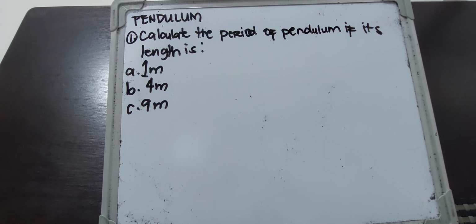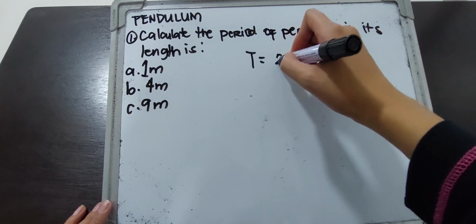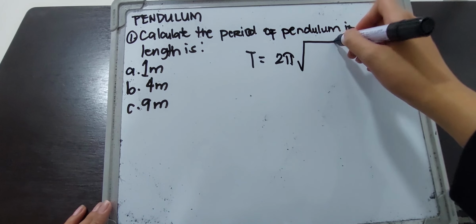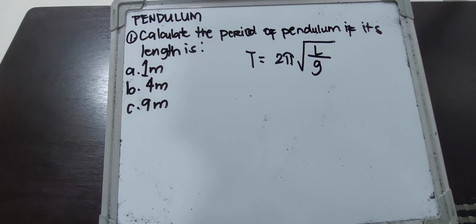So for our next topic, we have here the pendulum. Again, the concepts are already discussed. So sana napanood nyo na yung concepts before you watch this problem solving. So first, calculate the period of a pendulum if its length is 1 meter, 4 meters, and 9 meters. So our formula for period of pendulum is T is equals to 2 pi times the square root of the length divided by the acceleration due to gravity.